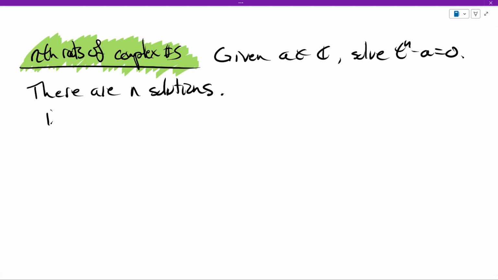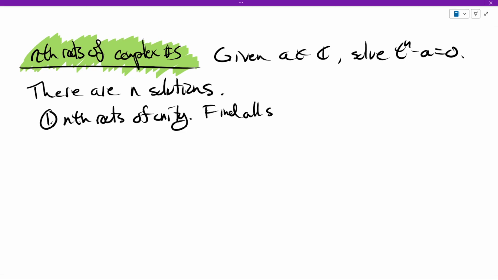So we're going to start with the nth roots of 1. And 1 is often called unity, so the nth roots of unity. That is, we're going to find all solutions to t to the n minus 1 is 0, or t to the n equals 1, or all the nth roots of 1.